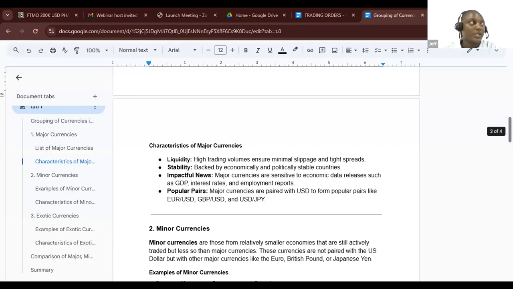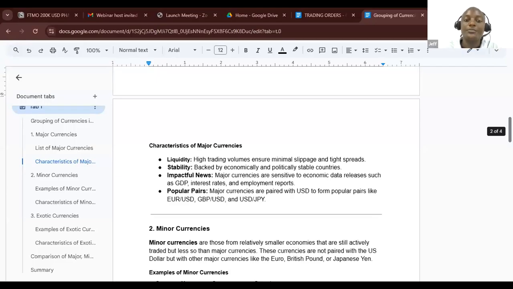Okay. So if you are trying to trade the dollar, you're not going to trade the dollar alone. You're going to trade it against something. So if you're trading EUR/USD, it means you're trading the euro against the dollar. If you are trading GBP/USD, it means you're trading the pound against the dollar. If you are trading USD/JPY, it means you're trading the dollar against the Japanese yen. So that is how these currencies are usually paired, and they are traded like that.